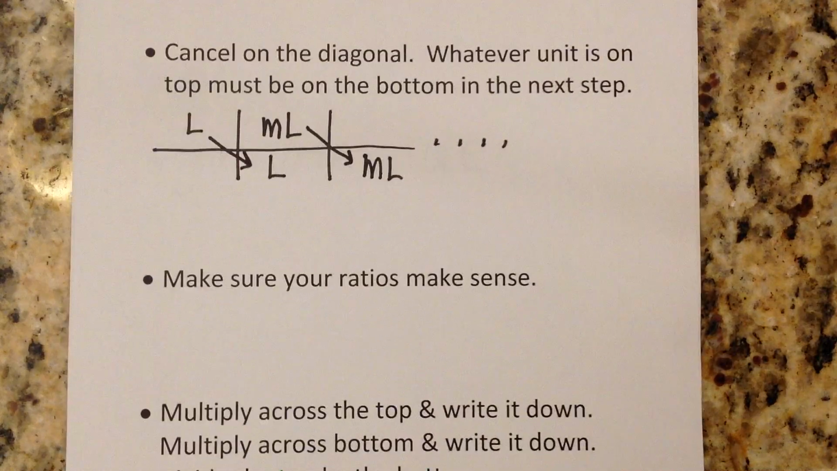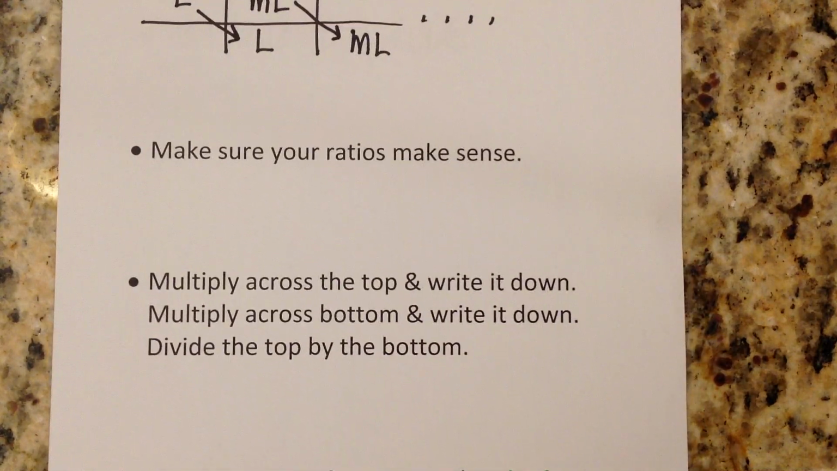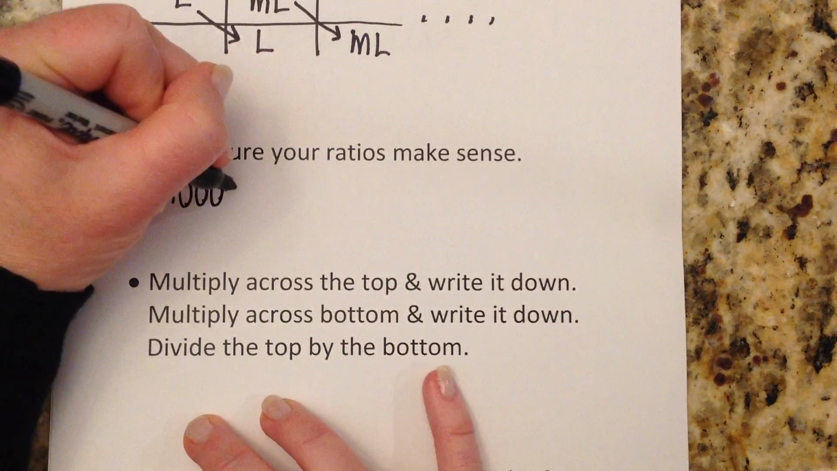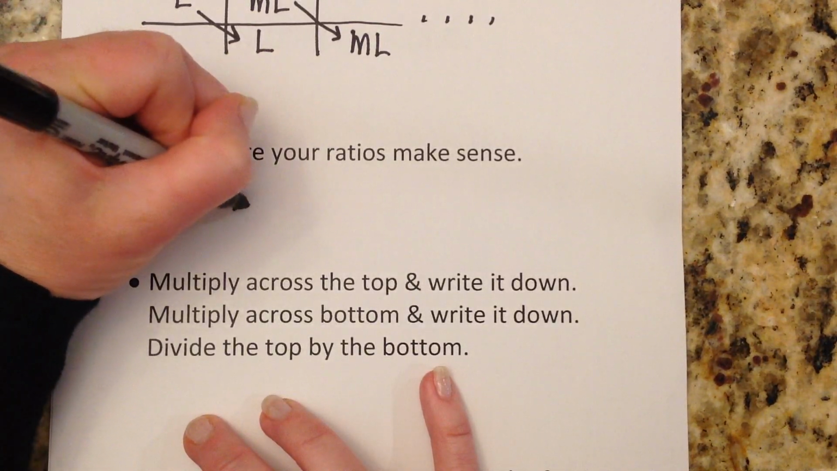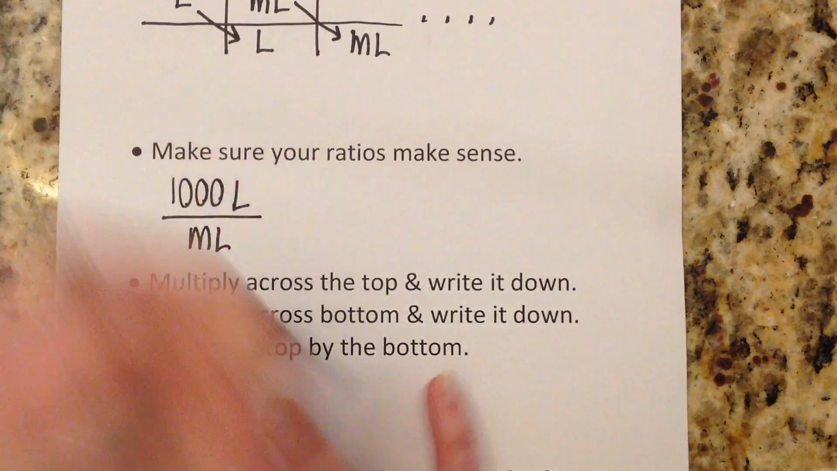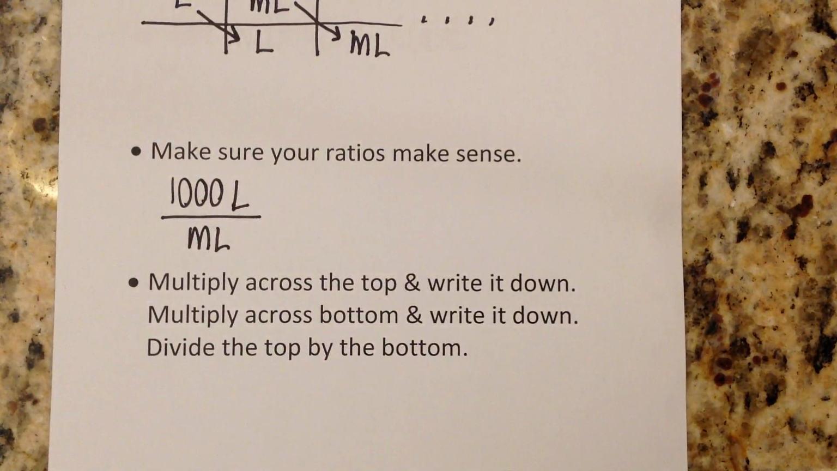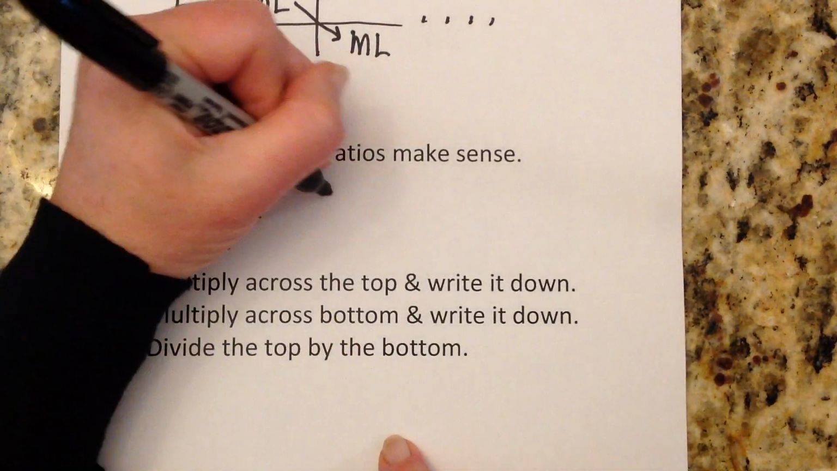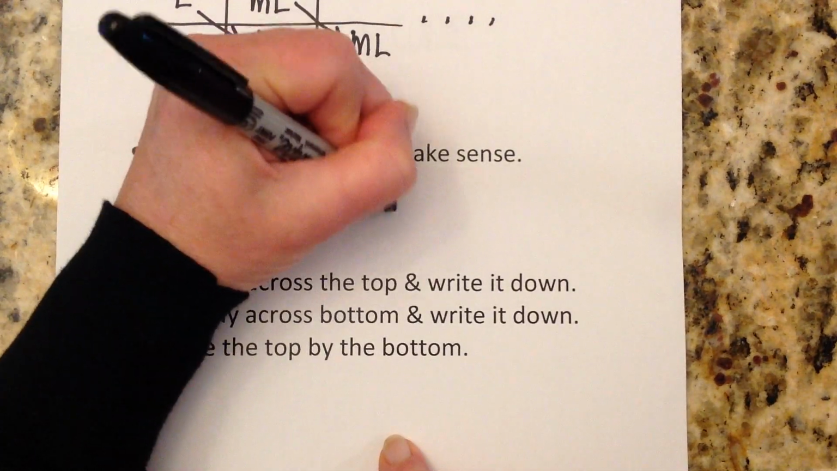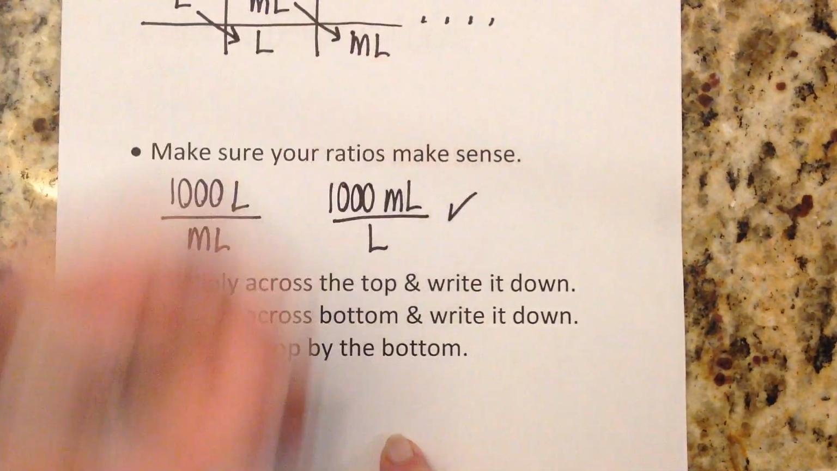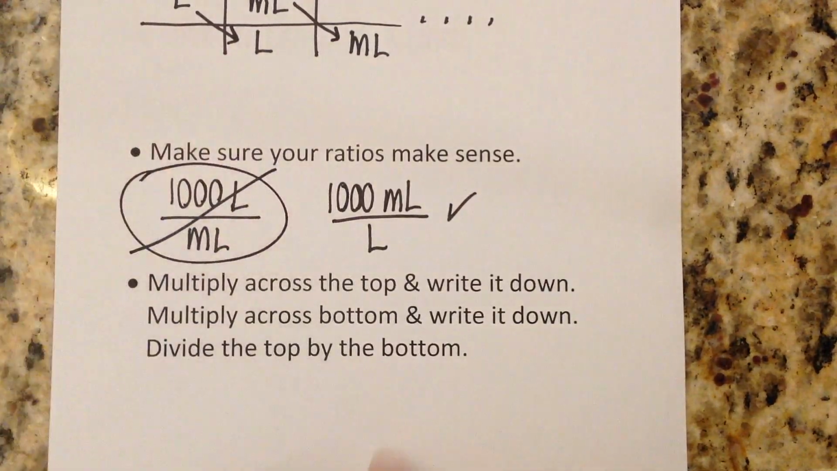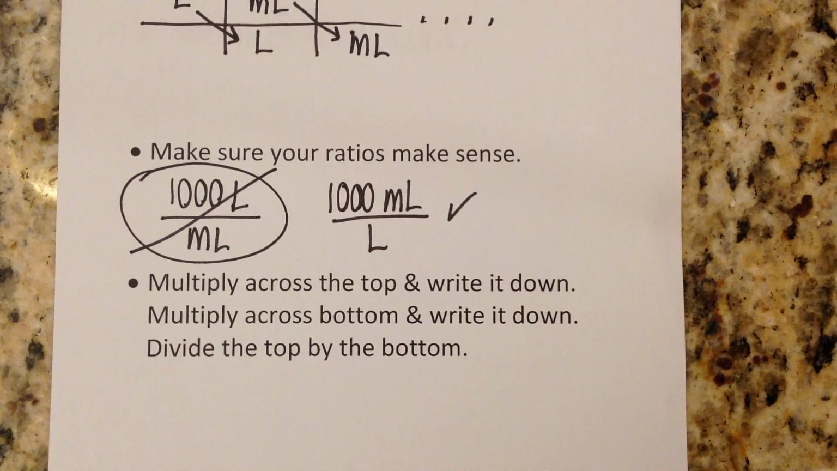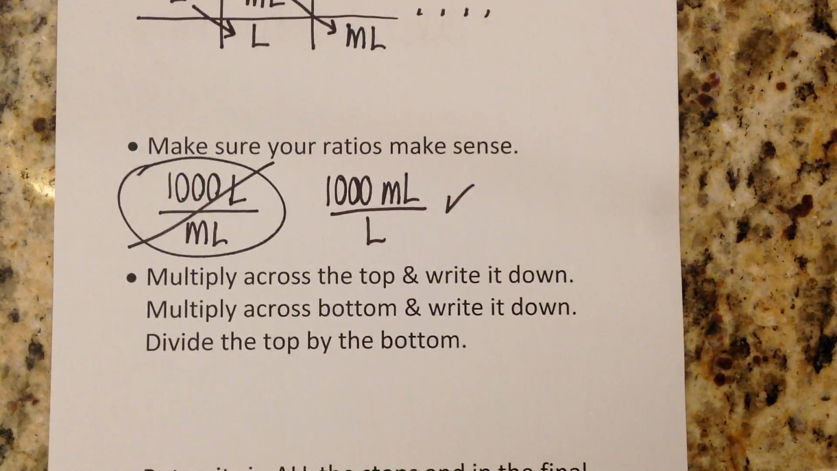Make sure your ratios make sense. That's something real quick and easy to do. If you're doing a problem and you write down 1,000 liters per milliliter, step back and look at that. That does not look right because a milliliter is really tiny. So you know that should probably say there's 1,000 milliliters in a liter. That makes sense. That does not. Remember, put the number with the smaller of the two units. For you beginners, that's going to make your life a little easier.